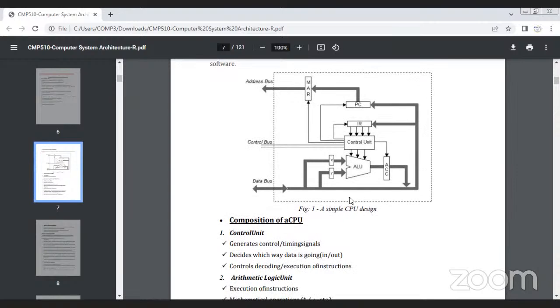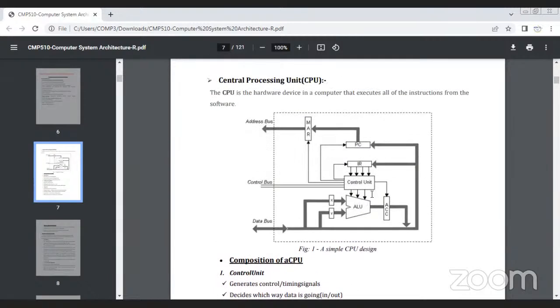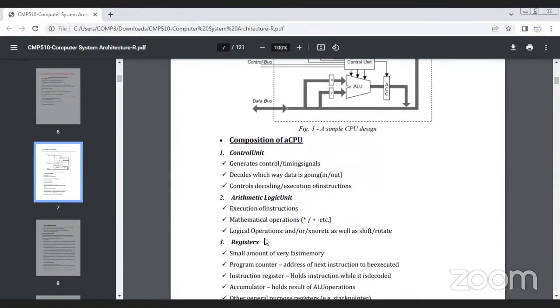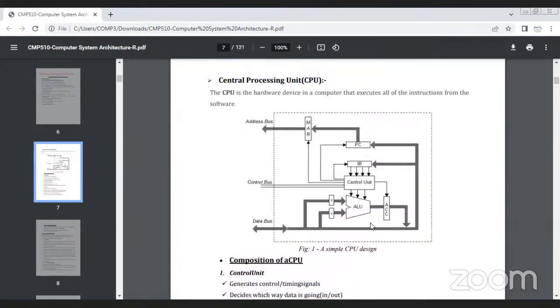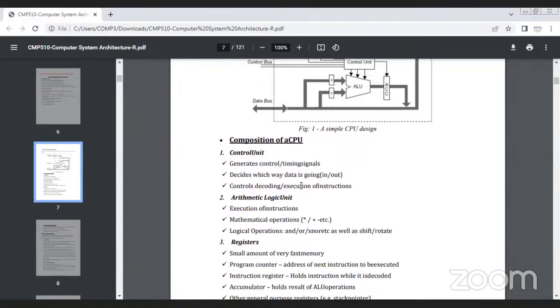Basically, the CPU is a composition of three major parts. The first major part is the control unit, the second part is the arithmetic logical unit, and the third part is the registers. Okay, look here, ALU, control unit. The control unit, ALU, and registers make up the CPU composition.